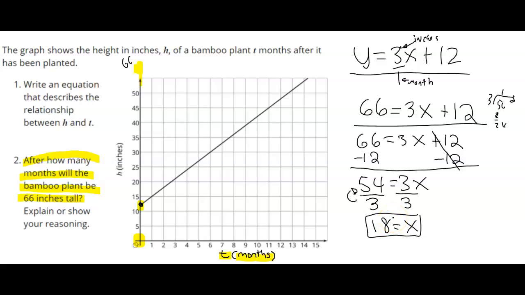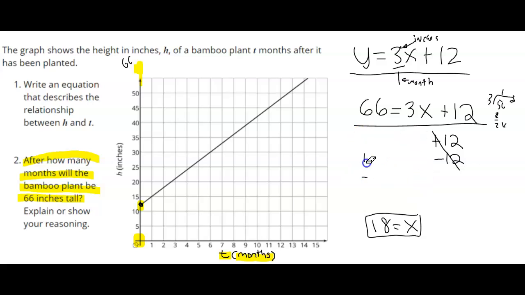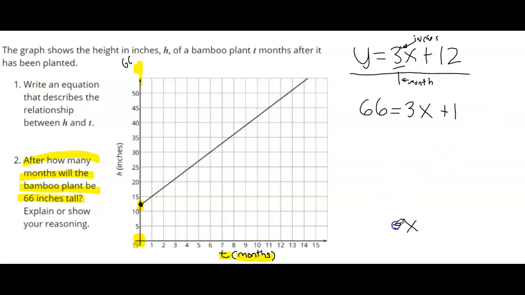All right, so let's prove mathematically that that's true. I'm going to erase. We found out that it was 18 months, so let's see if that's true. Let's go to the original equation and do a little plug and play, all right? So it was 18. Let's erase the x and put 18 there to make sure we got it.